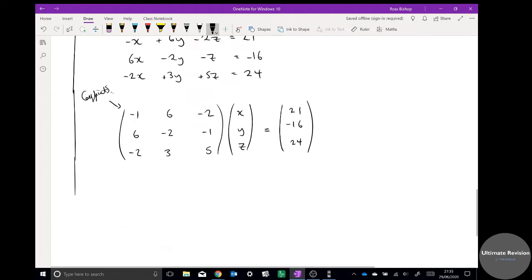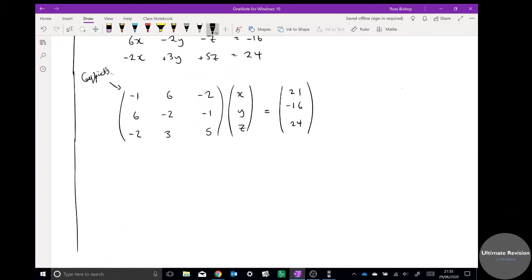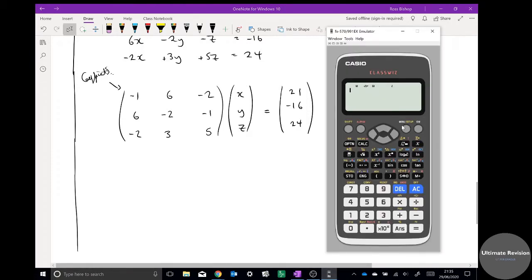Okay, so we need to do the same again. We need to work out the inverse of that 3 by 3, and luckily for these sort of equations, your calculator is fine to do that. So let's just do a 3 by 3 matrix, minus 1. If you want to do a bit of practice, it's good to be able to do that anyway.